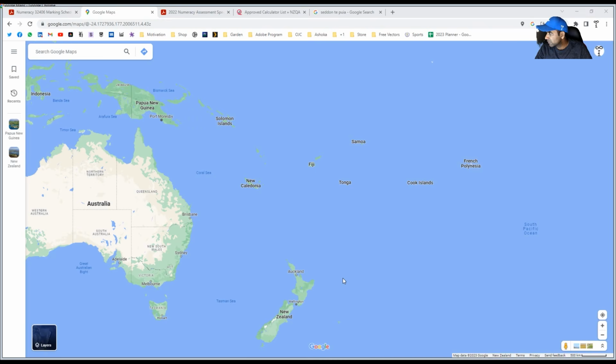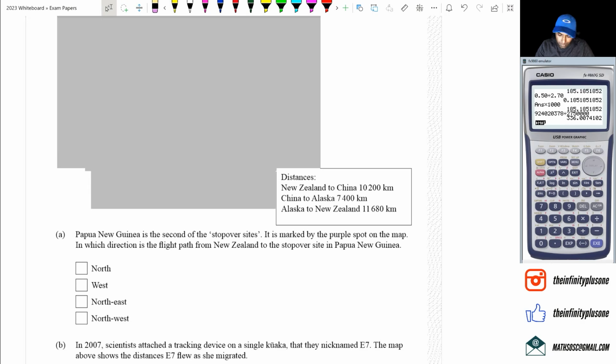So if we look at it right here, north is going up, east is going here, and west is here. So this is going in a northwest angle there. That's what we're looking at for this particular question. So we'd just click on northwest as the option, and we're done.